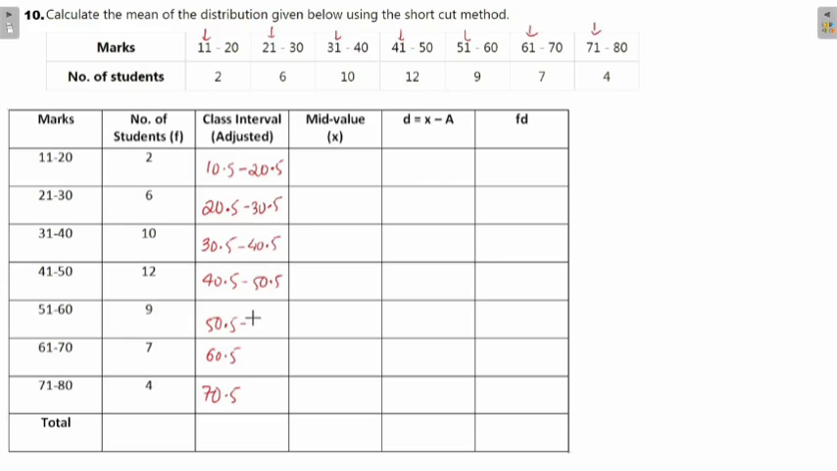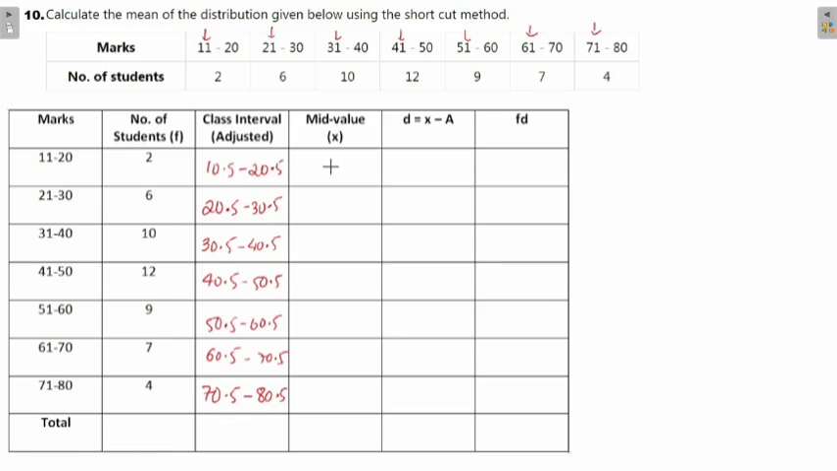Similarly you will get 60.5, 70.5, and the last one becomes 80.5. Now look at this class interval: the upper limit and the lower limit are matching. Now this becomes your continuous class interval.